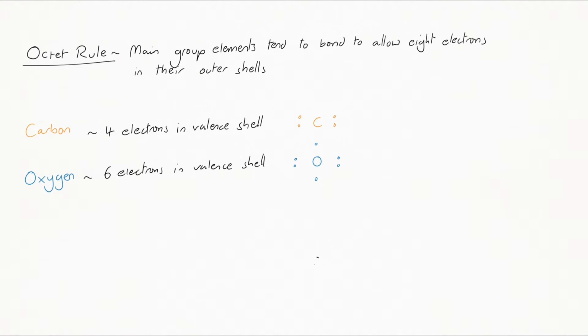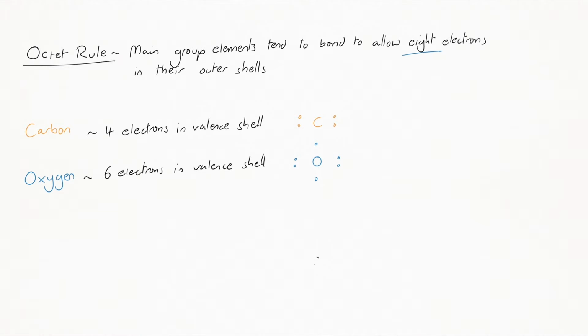So why do atoms, ions and molecules want to form these bonds? Well, we have something called the Octet Rule, which is an observation that main group elements tend to bond in such a way that each atom has 8 electrons in their outer shell, the valence shell, which gives it the same electronic configuration as a noble gas. This is known as a stable configuration.